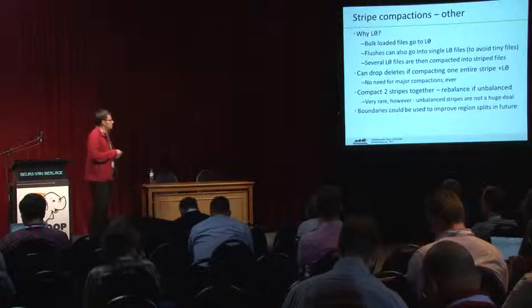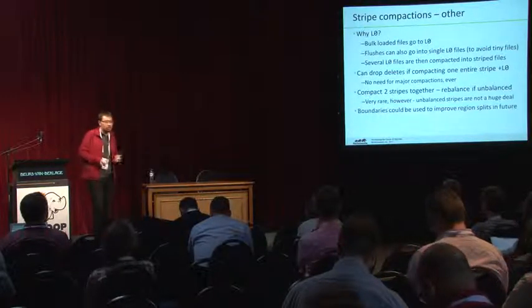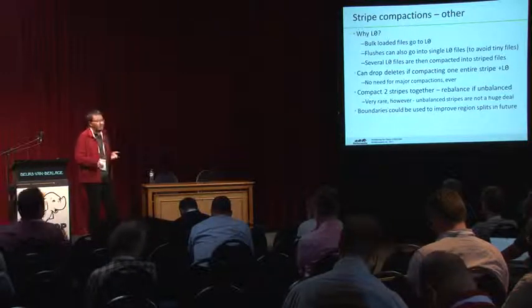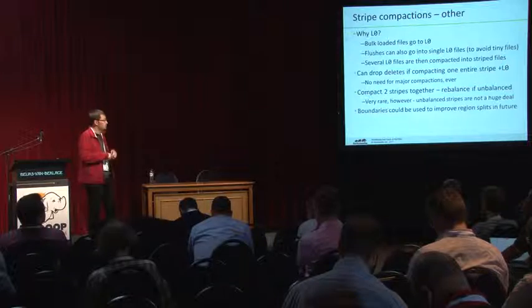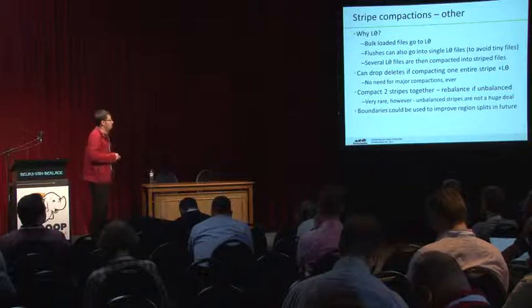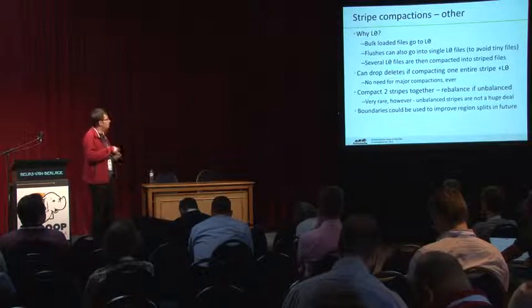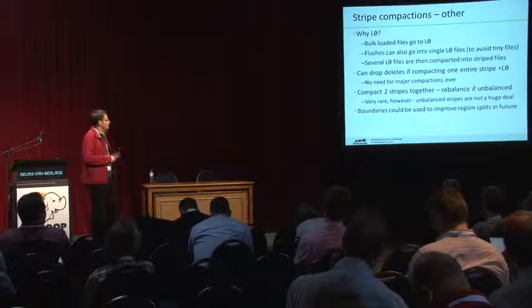But we still need the L0 because of bulk loads. When you want to do a bulk load, all the files go into the L0 region. So we still need the L0, and you can also opt to have flushes go into L0 as well.